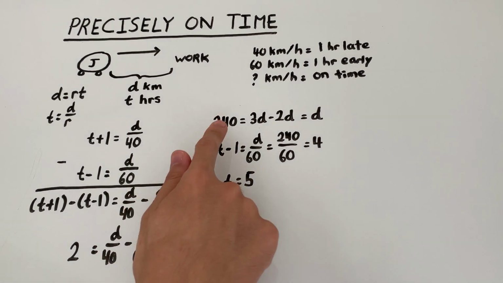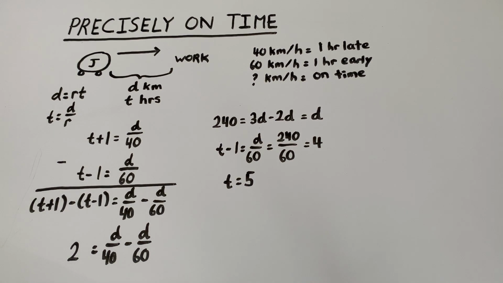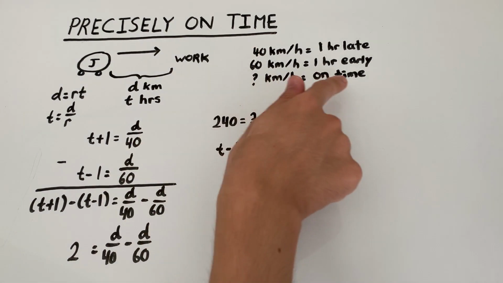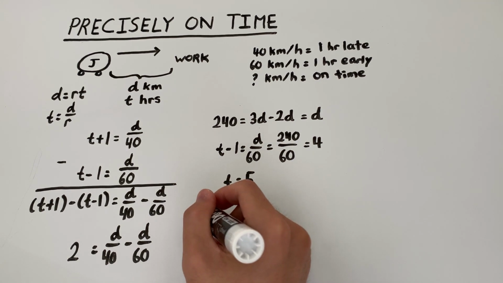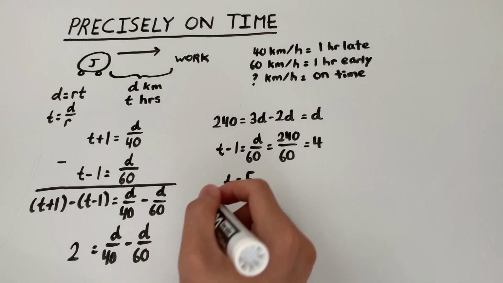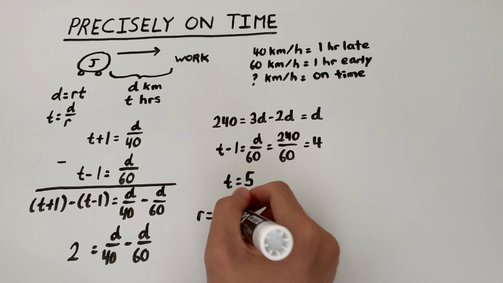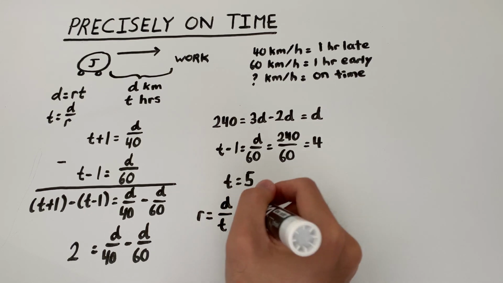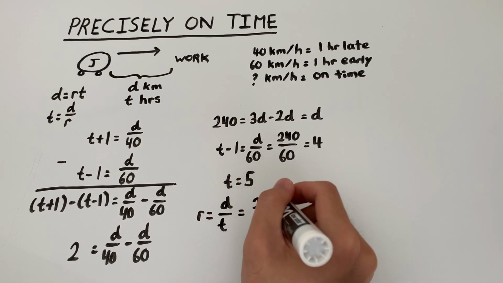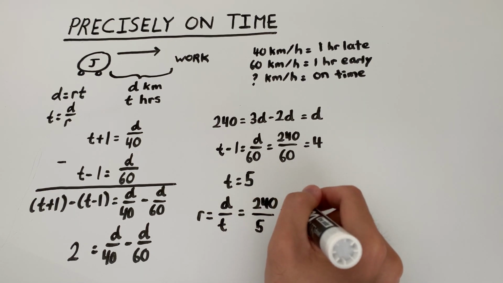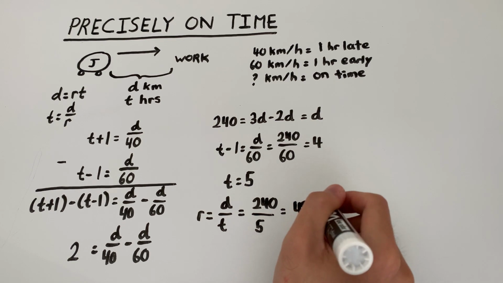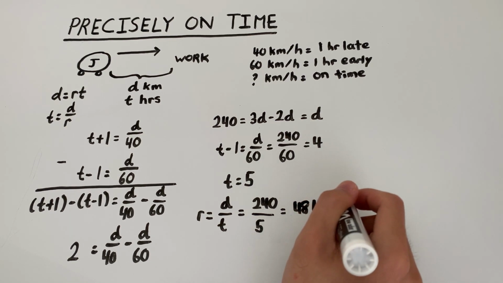So now that we found our distance of 240 kilometers and our time of 5 hours, then we can find the rate at which Jack needs to be driving to arrive on time. And the rate is just the distance divided by the time, which is once again 240 over 5, which is 48 kilometers per hour.